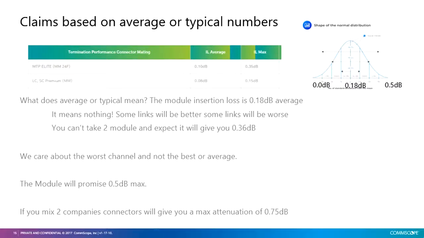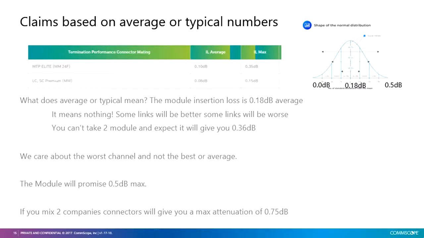If you take the exact same batch of modules, same connectors, the typical average value does not need to be the same value. When you say average, it means the patch cord can have 2 or 3 different values during the manufacturing process. So we care about the worst channel, not the best or average. The module will promise 0.5 dB max. If you mix two connectors, it will give you a maximum attenuation of 0.75 dB.